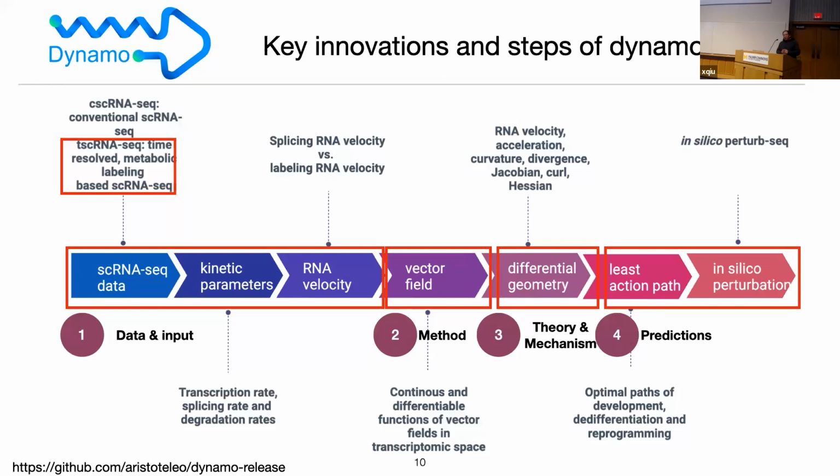Then with the kinetics parameters, you can obtain RNA velocity. And then we can take the discrete and also noisy RNA velocity vectors from each individual cell to impute a continuous vector field. And once we have an analytical form of the vector field, then we can do higher order differentials. We can do not only RNA velocity, but also acceleration, curvature, divergence, and Jacobian. And as I will tell you later, all of these terms actually have deep biological meanings. Lastly, we can use this analytical equation to make non-trivial predictions, like optimal paths and in silico perturbation predictions.